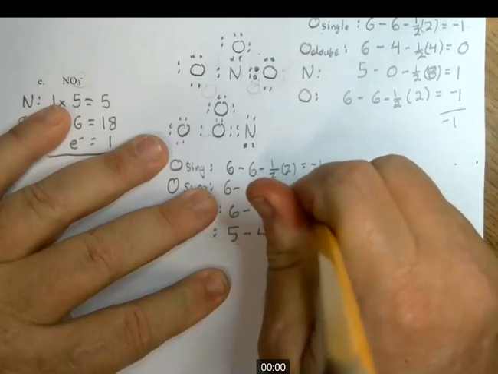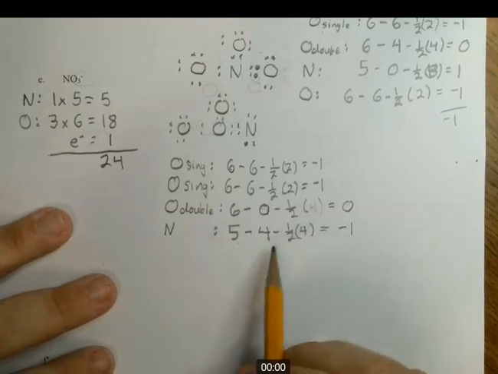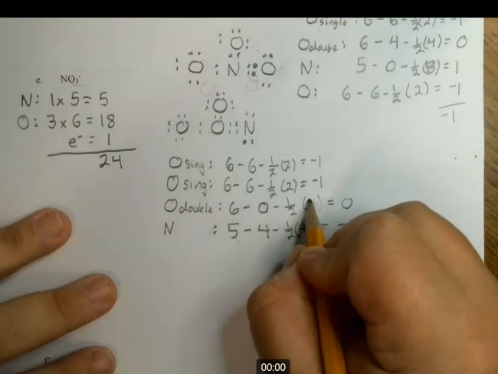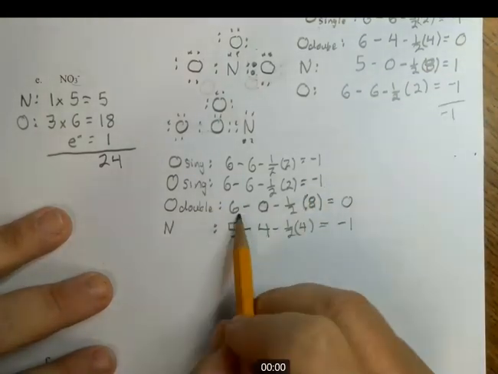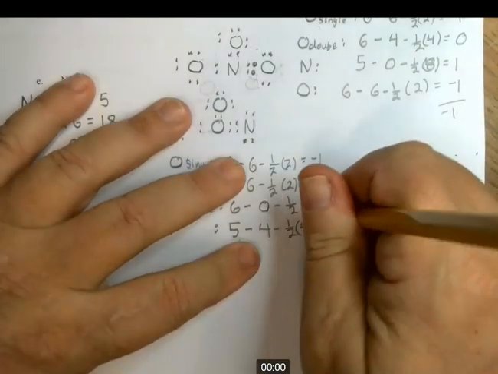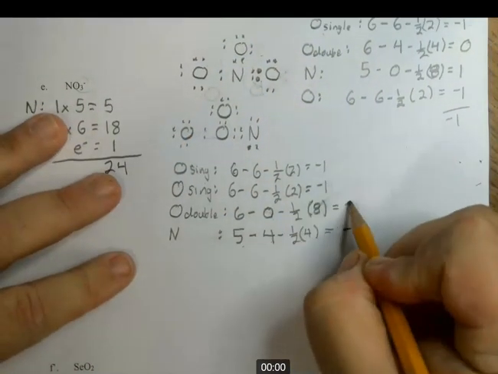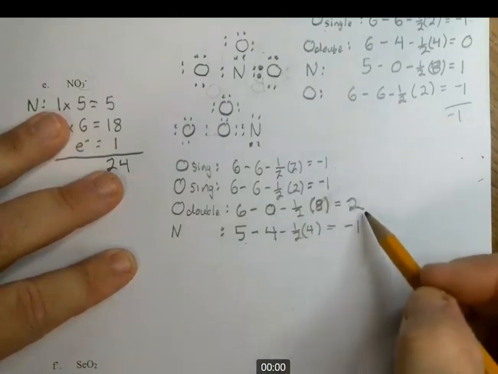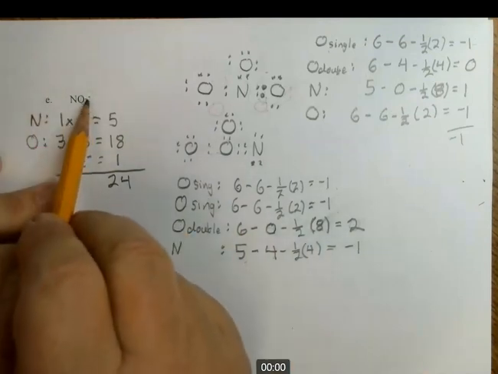What I saw, I'll tell you what I saw, and I stopped the video for a moment, is that this didn't add up to -1. It has to. So that's one of the reasons you do this, is to check your work. Okay, so now I have 6 minus 0 minus half of 8 is 4. So 6 minus 4 is positive 2. So now if I add these numbers up, -1, -1, -1 plus 2, I do get -1, and that's what I have to get because it is an anion right there.